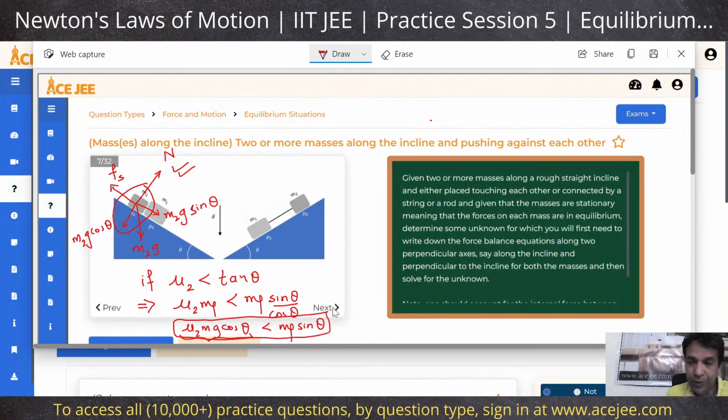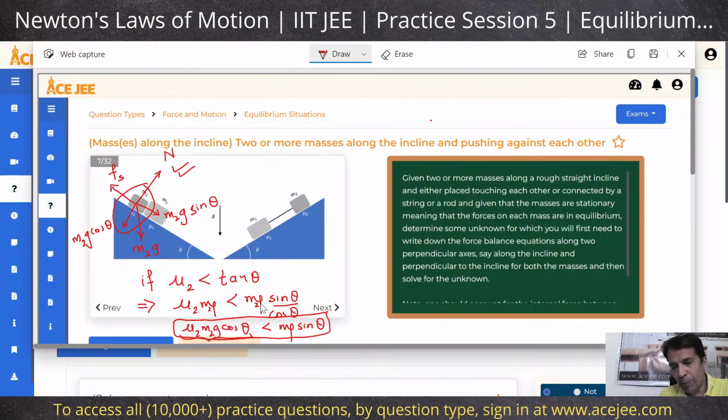It implies that the mass M2 will be pulled downwards by the gravitational pull and the static frictional force will not be able to stop it. Yes, in that case, M2 will slide. But what is given? Given is that M1 and M2 are stationary there. So what does that mean? That means that in such a scenario, M1 must be providing that push up the incline to stop the movement of M2, right?